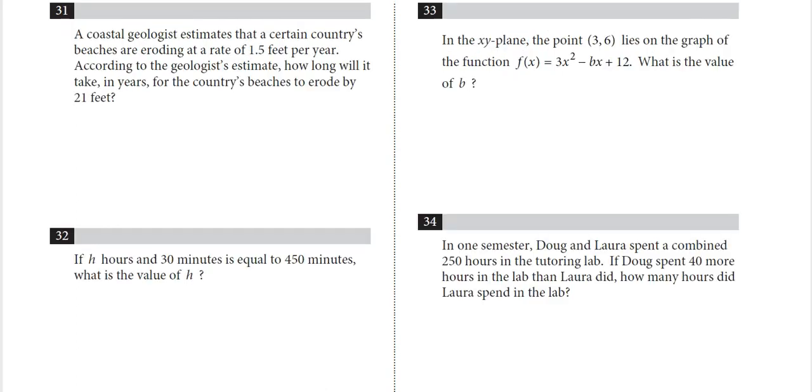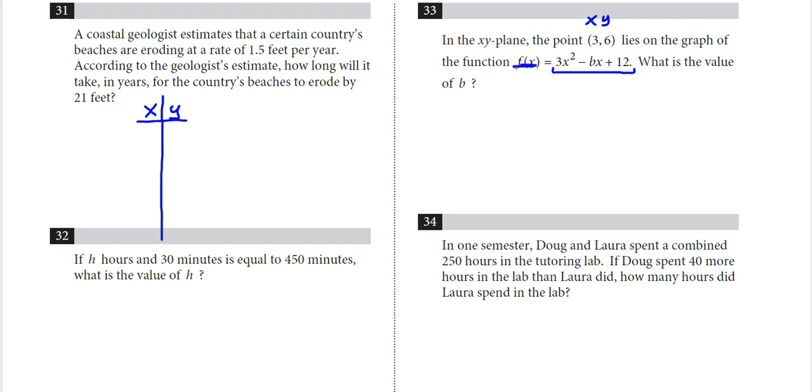All right, 33, we're getting a little bit tougher here. It says in the xy plane, we have a point 3, 6. So remember what that is. That's just an x, y. That means that there's some equation here where there's an xy table full of a bunch of ordered pairs that make this equation true. All right, and 3, 6 is a solution.